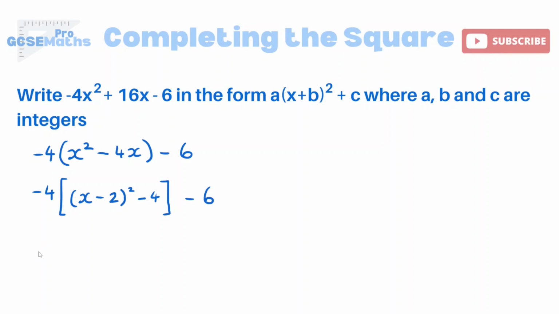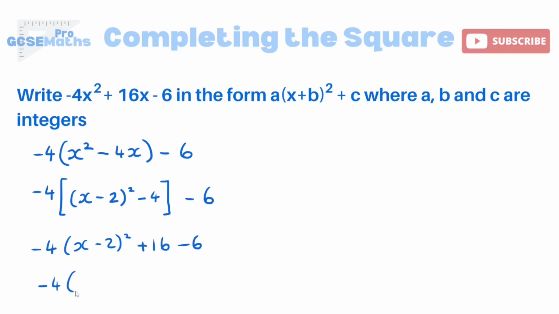Now I'm going to get rid of my square brackets. So I've got minus 4, x minus 2 in my normal brackets squared. Now, minus 4 times minus 4 is then plus 16, isn't it? Okay, and then we still have our minus 6.